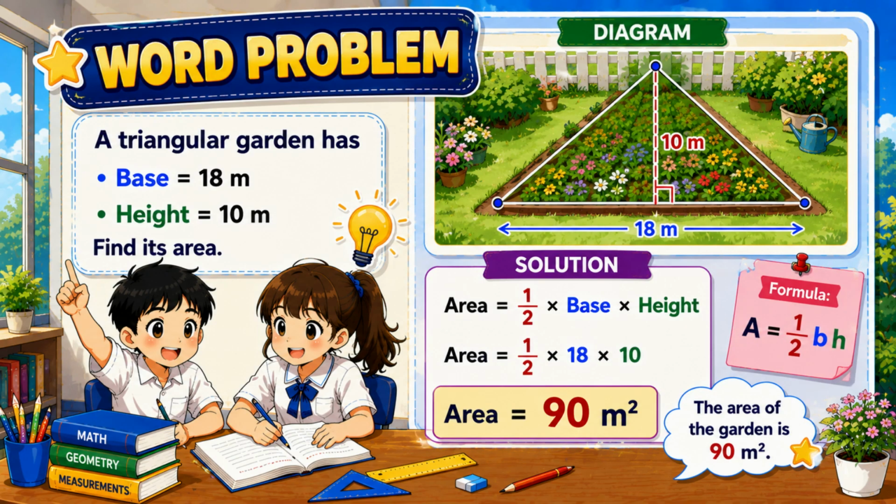Real-life objects like gardens and roofs are often triangular. We use the same formula to calculate their area. The triangular garden has an area of 90 square meters.